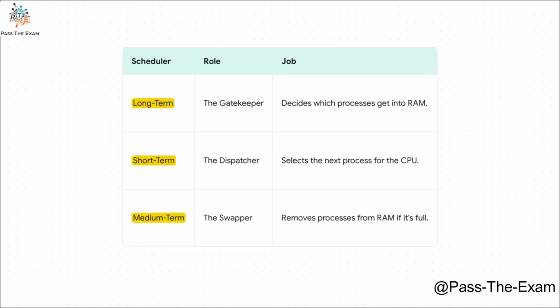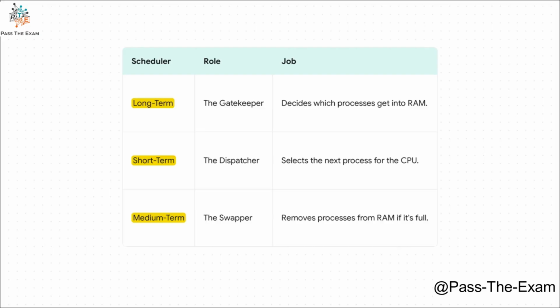First up, you've got the long-term scheduler. Think of this one as the doorman at an exclusive club. It decides which new processes are even allowed inside the RAM. Then you have the short-term scheduler, also called the dispatcher. This guy is making split-second calls, picking the very next process from the ready line to send to the CPU. And finally, you've got the medium-term scheduler. This one's the bouncer. If the club gets too crowded, it's the one that decides who gets temporarily kicked out to make some room.